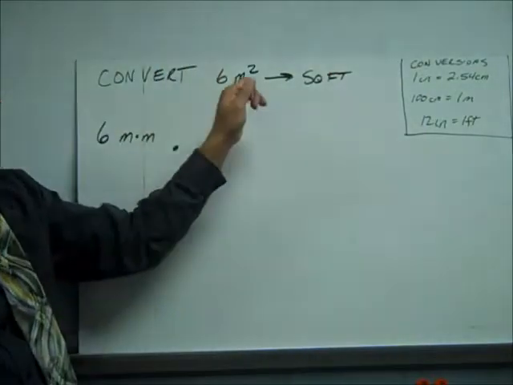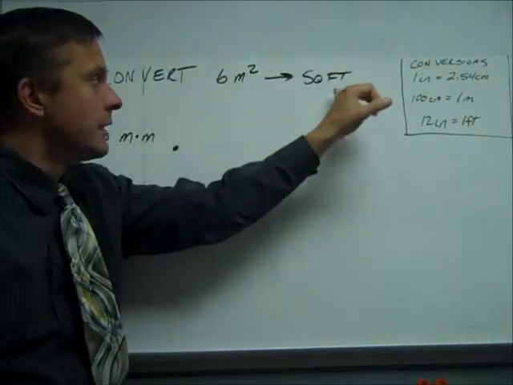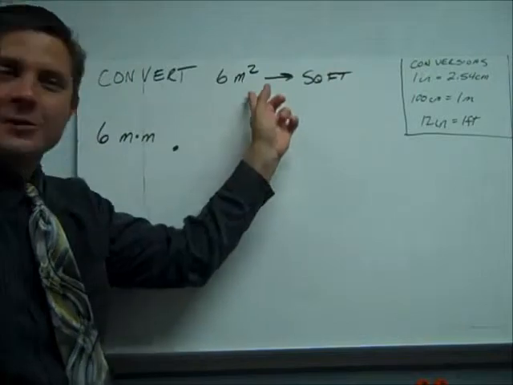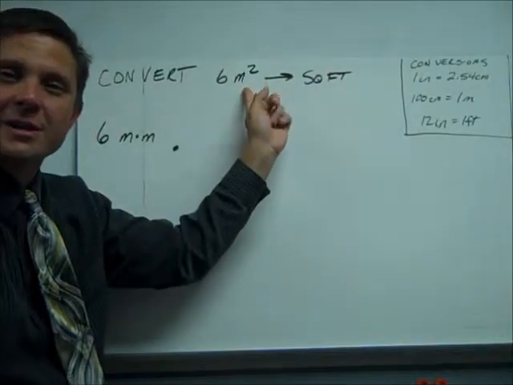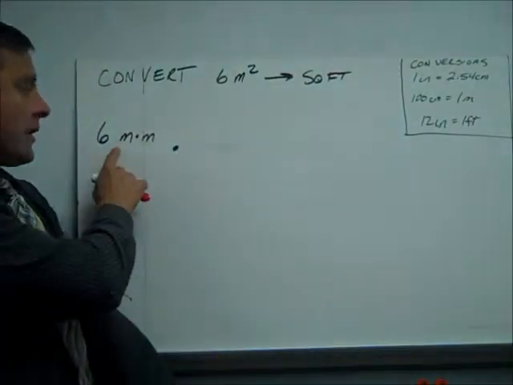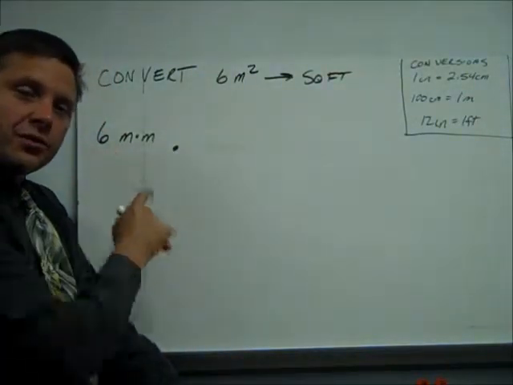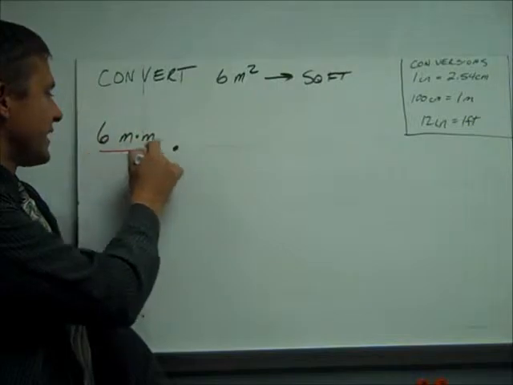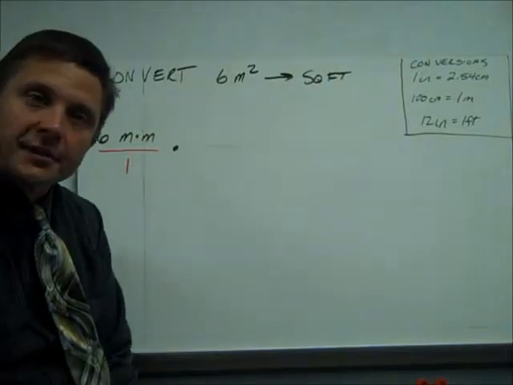So, if I want to convert 6 meters squared to square feet, and I use different units in both spots, different notation, meters to the second, square feet, which is feet to the second. So I'm going to write that as 6 meters. And again, I have conversions up on the side. And again, some students like to put that over 1, and that's fine.